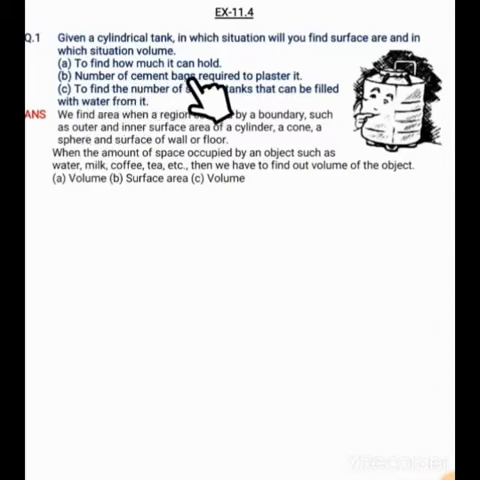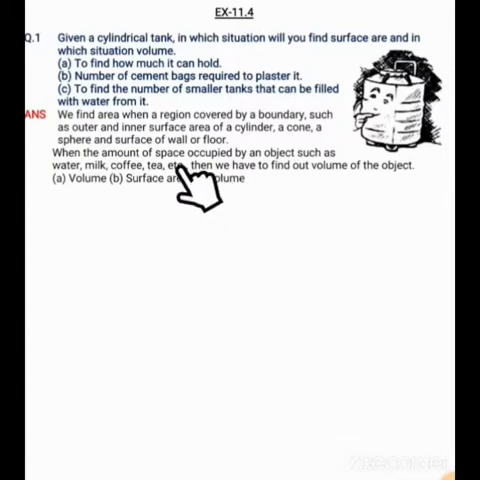Number of cement bags required to plaster it. How many cement bags are required? That is the surface area. And third one, to find the number of smaller tanks that can be filled with water from it. It means here again how much water is filled in the tank, that is again a volume.